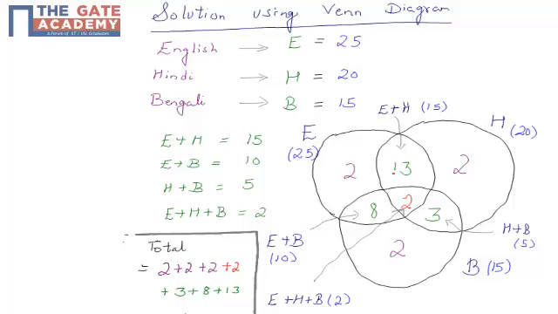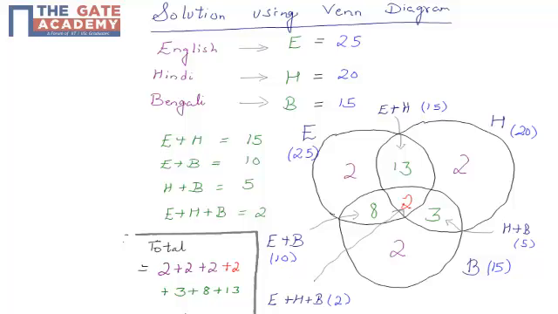So here are 3 circles indicating this one for English, for Hindi, for Bengali. This would be the intersection between E and H, that is English plus Hindi, H plus B Hindi plus Bengali, E plus B English plus Bengali, and the center portion common in 3 would be English plus Hindi plus Bengali.